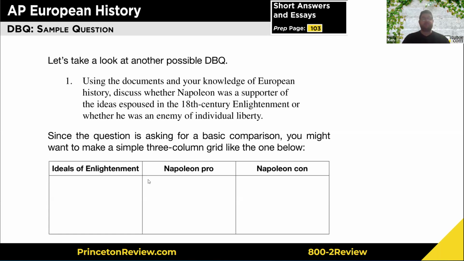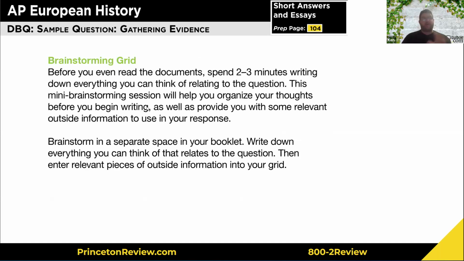So what this person did was they wrote down all the ideas of Enlightenment they could remember, and then they tried to recall if Napoleon was for it or against it. They took about 2 to 3 minutes brainstorming.